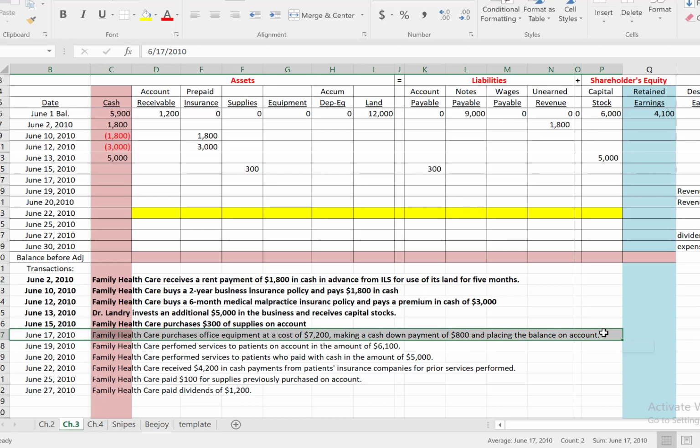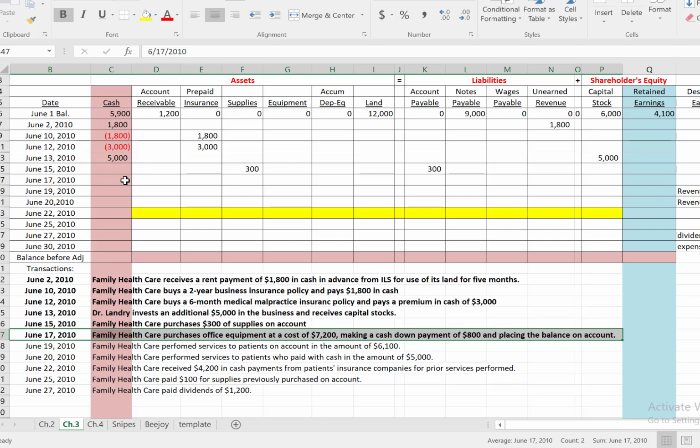June 17th is that Family Healthcare purchases office equipment at a cost of $7,200, making a cash payment of $800 and placing the remainder on account. So what do we have here? We have to do a little bit of math here.